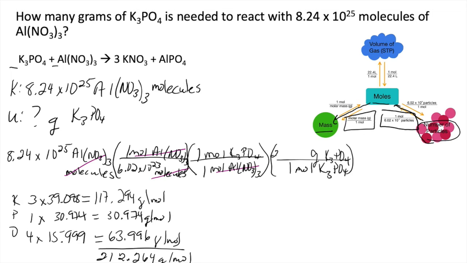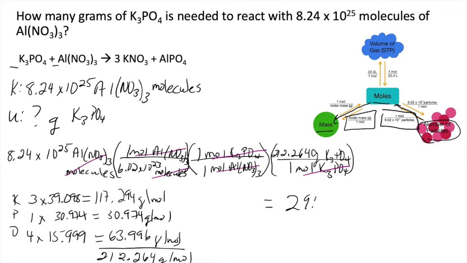Now, my number is always attached to the grams component of the molar mass. So I will write my 212.264 at the top, and that will allow me to cancel out moles of potassium phosphate, leaving grams of potassium phosphate. So to do the math, I will multiply everything across the top in my numerators, take that answer and divide it by everything in the denominators, which gives 29054 grams of potassium phosphate.